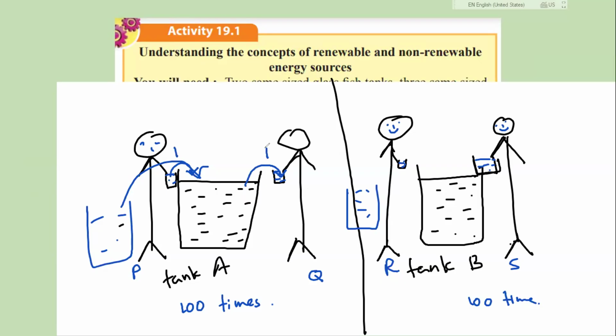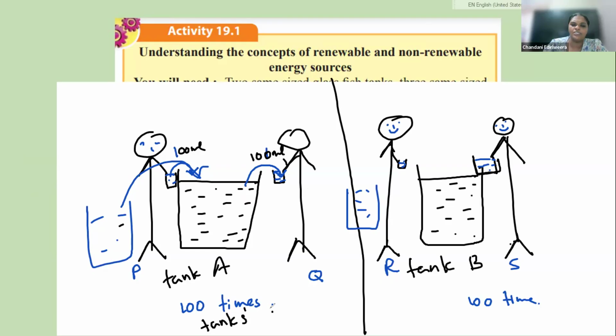Why? Because when taking one cup out, the same amount of volume is added back. Consider 100 milliliters taken out, and 100 milliliters added. So the tank's volume does not change. It is unchanged. But what about tank B?